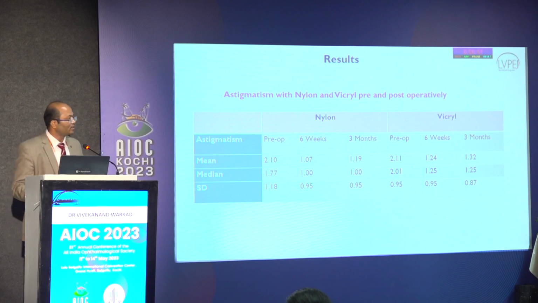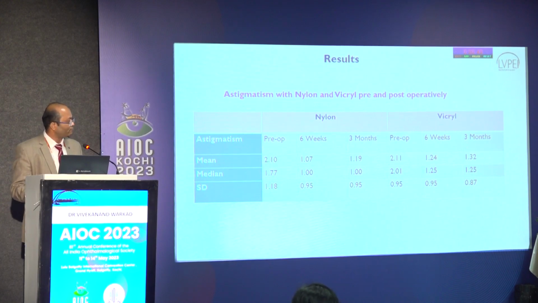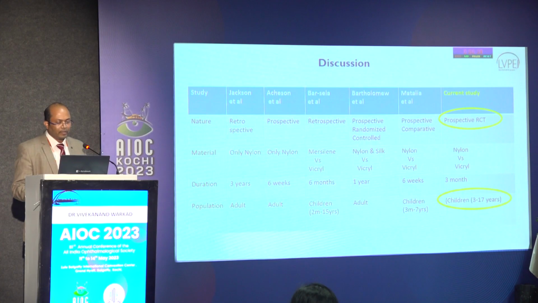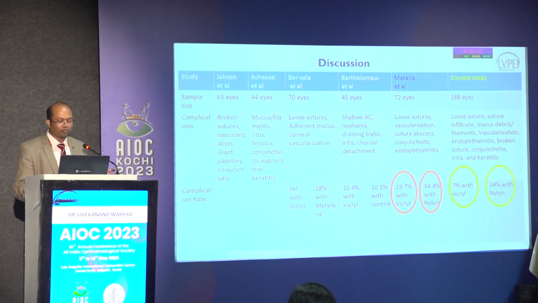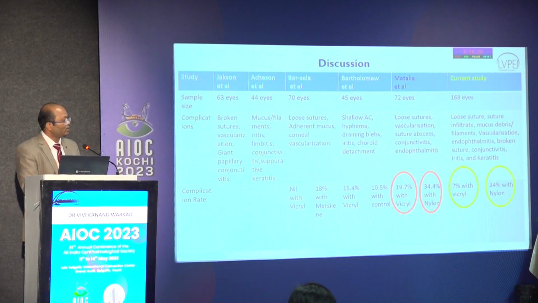Astigmatism is quite interesting. At 3 months, if you compare with the pre-operative, there is not much statistical difference. Although in the initial post-operative period at 6 weeks the astigmatism seems to be increasing, at the 3-month follow-up it is almost equal to the pre-operative state of refraction. Currently this is the only RCT we are talking about in this particular age group. Matalia et al. showed an incidence rate that almost correlates with what we got, that is 7% in Vicryl and 34% in nylon.